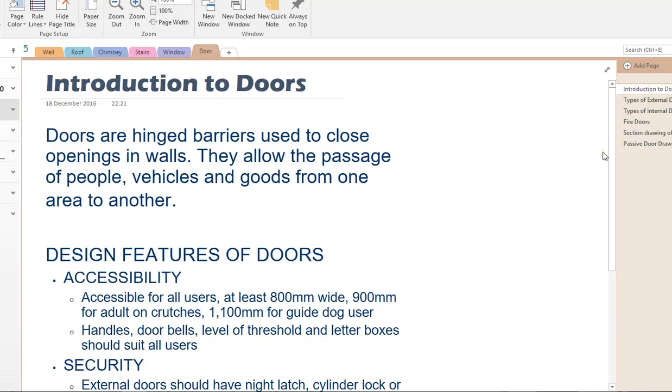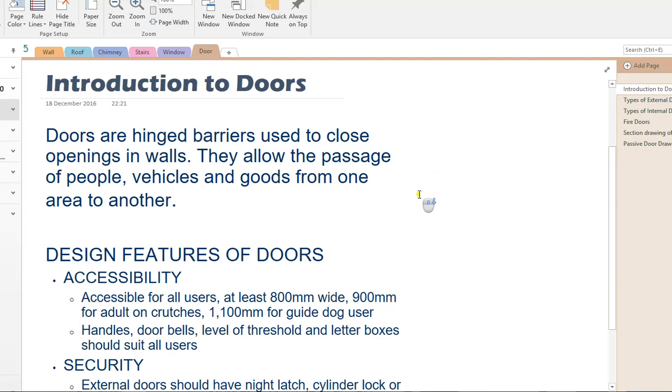In today's lesson we're going to look at doors, the different types of doors, and then what could be asked on a construction studies exam on doors. Now basically a door is a hinged barrier used to close openings in the wall. So that's the definition of actually what a door does.